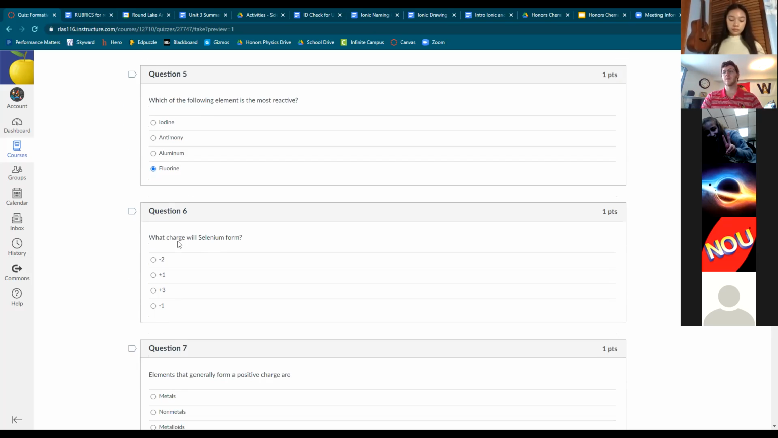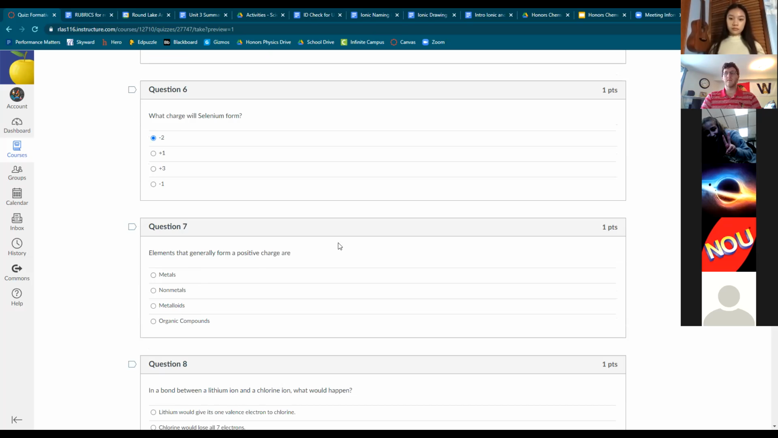Number 6, what will the charge for selenium form? So selenium has 6 valence electrons, which means it has 2 away from having 8 valence electrons. So it's going to gain 2 and have a -2 charge.